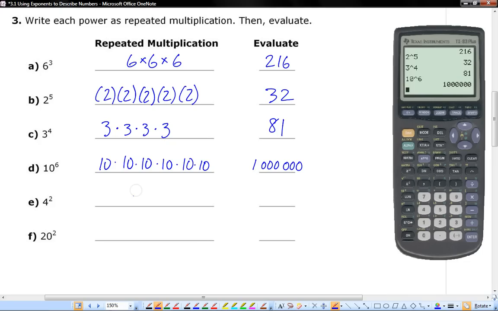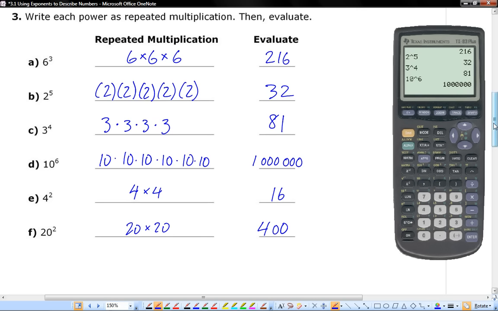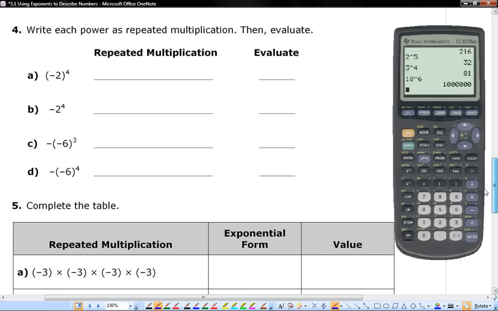Next one is 4 squared. So 4 times 4, of course, is 16. And 20 squared is 20 times 20, which is equal to 400. Okay, that takes care of that example. Let's move on to the next one.